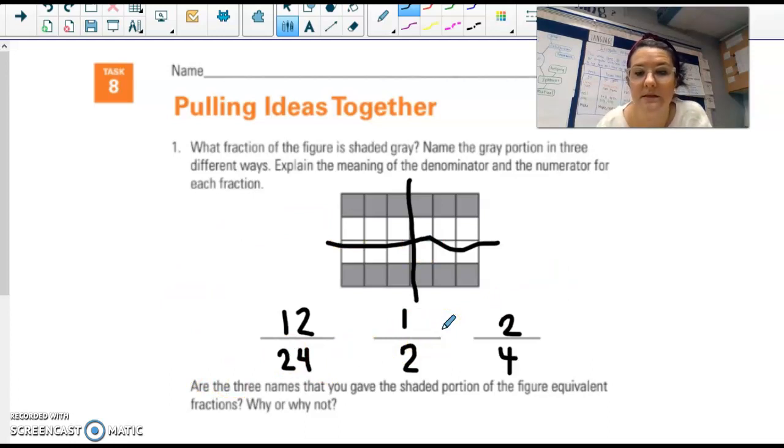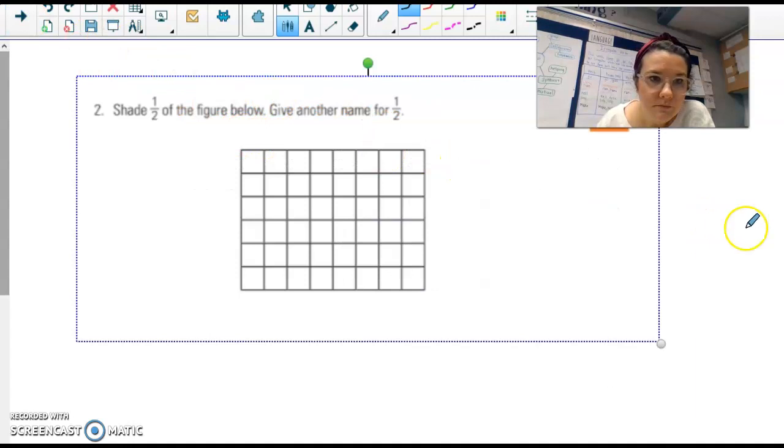Okay, and that makes sense if you are thinking about fractions of a set and you have 4 apples and 2 of them are yellow. 2 out of the 4 apples are yellow. 1/2 of the apples are yellow. Okay? And you might have had different fractions here, and that's okay, as long as they are all equivalent and represent this figure. All right, number 2 says shade 1/2 of the figure below.